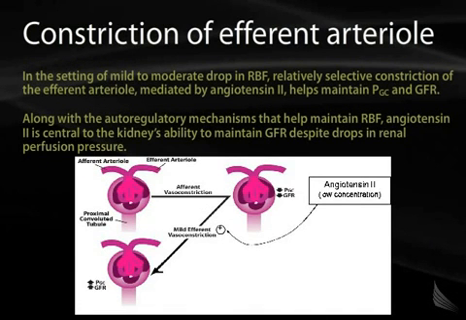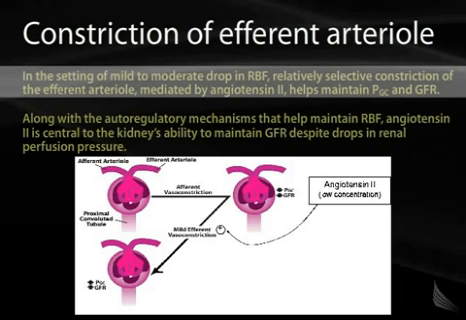Moving on to the efferent arteriole. In the setting of mild to moderate drop in renal blood flow, we said while there is afferent arteriolar vasoconstriction from substances such as norepinephrine and epinephrine, angiotensin II is also being released. Angiotensin II has a relatively select effect of constricting the efferent arteriole. This helps increase glomerular capillary hydrostatic pressure, thus increasing and preserving GFR even in the setting of decreased renal blood flow.